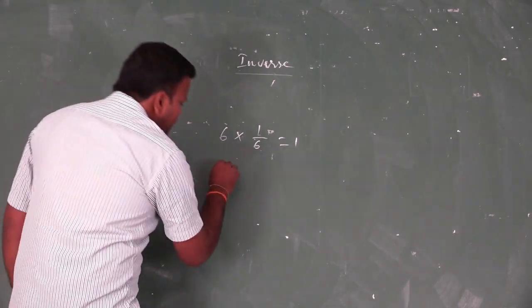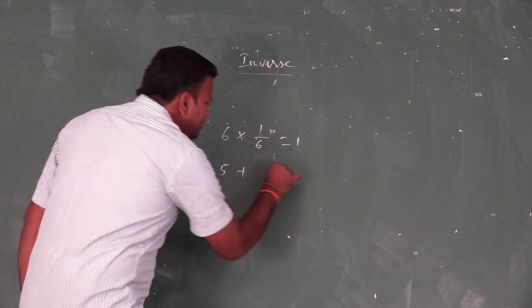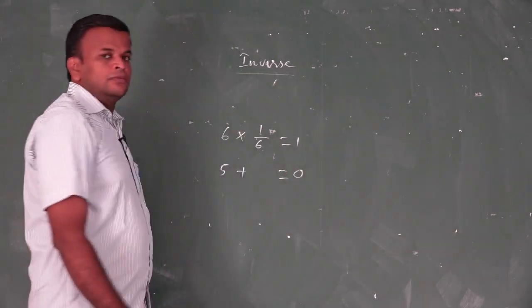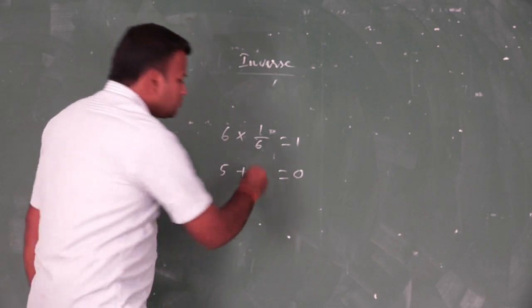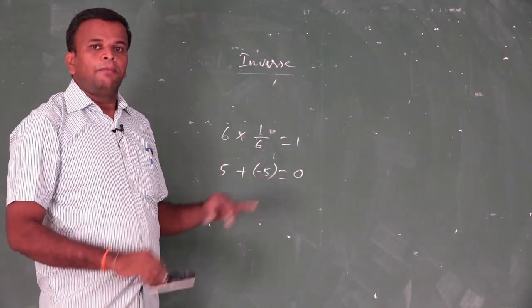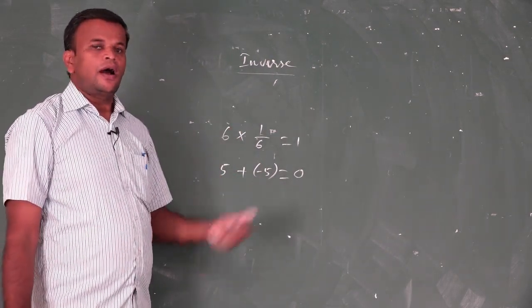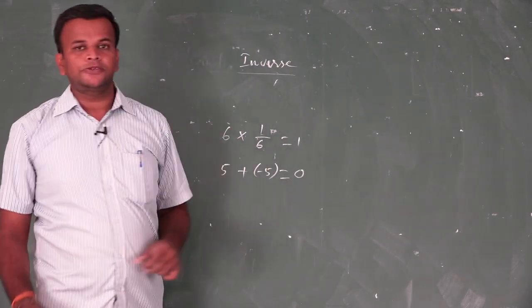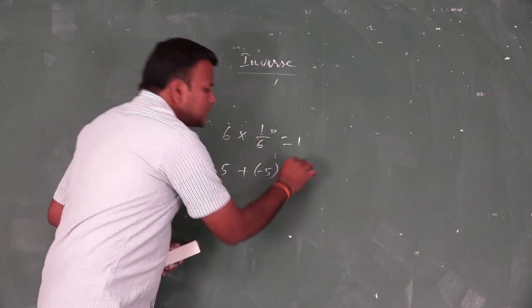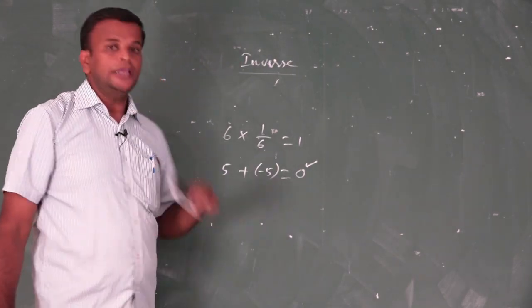Or in addition, I will take 5. Which number added to 5 gives 0? The only chance is -5. So we say -5 is the additive inverse of +5, or +5 is the additive inverse of -5. We add these two, we get the additive identity. So we say -5 is the inverse.